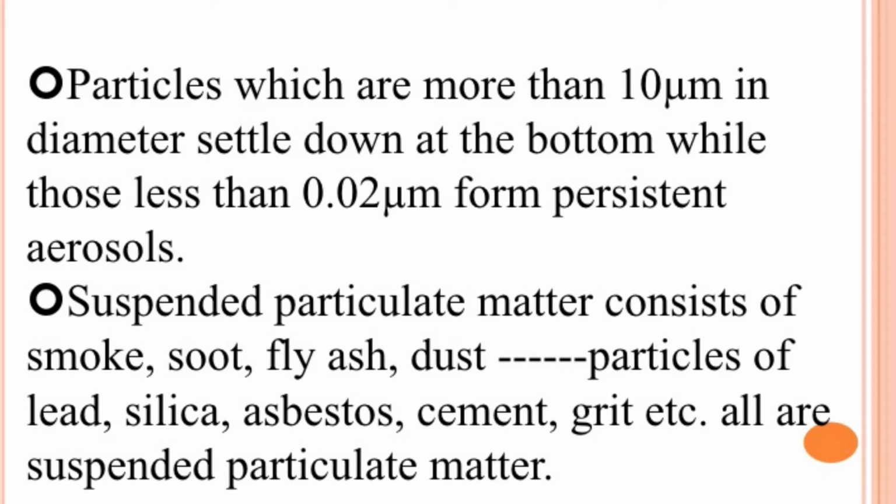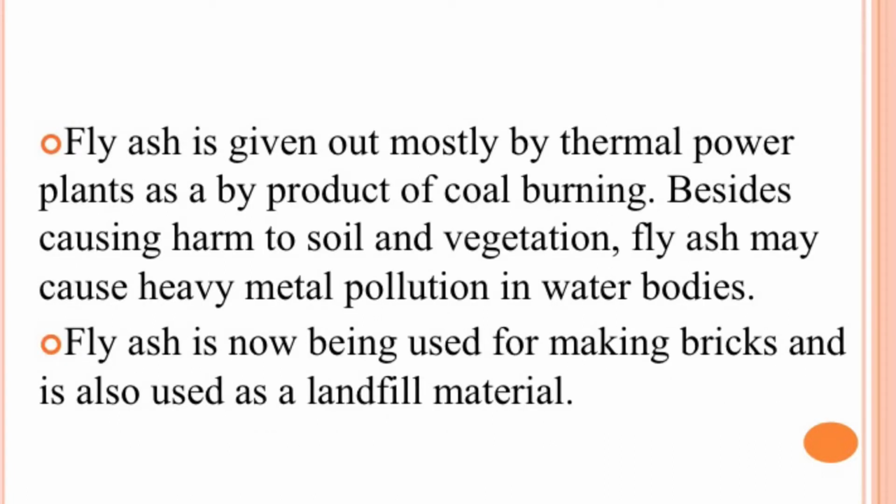Particles which are more than 10 μm in diameter settle down at the bottom, while those less than 0.02 μm form persistent aerosols. Suspended particulate matter consists of smoke, soot, fly ash, dust. Some of the other suspended particulate matters are lead, silica, asbestos, cement, grit, etc. Fly ash is given out mostly by thermal power plants as a product of coal burning.